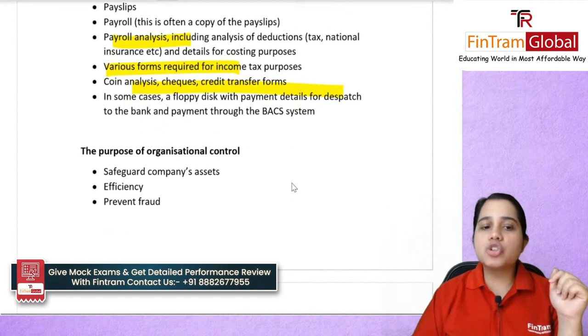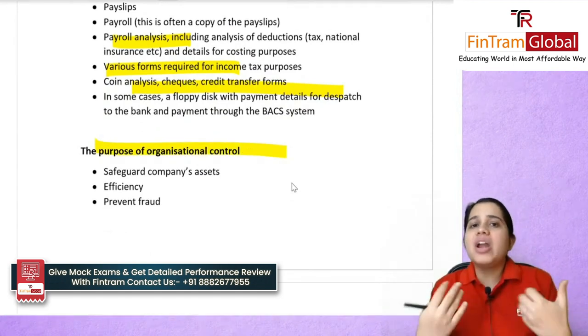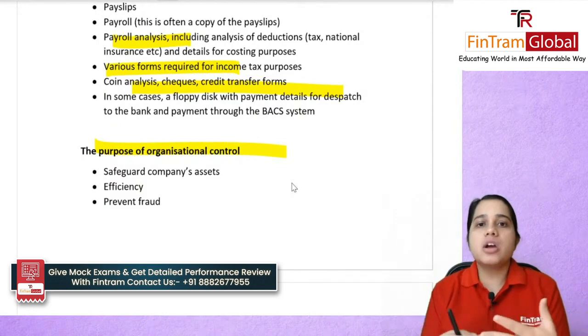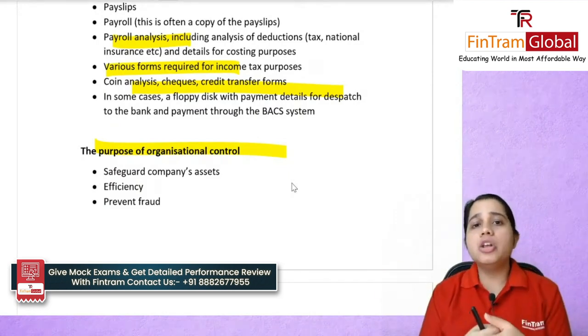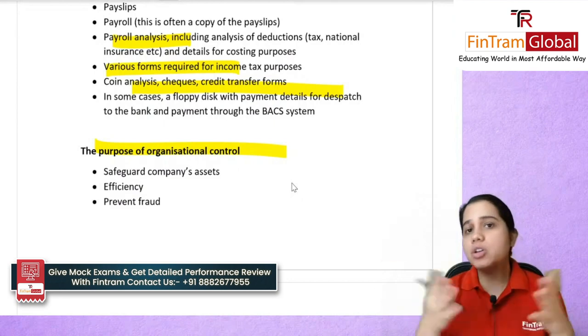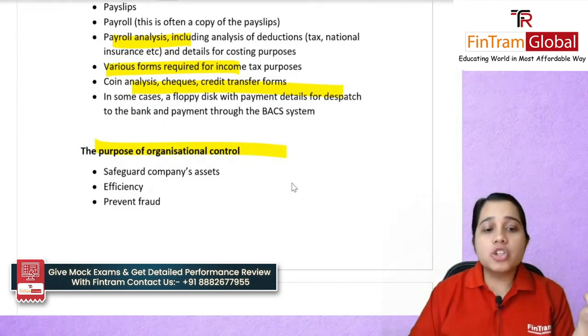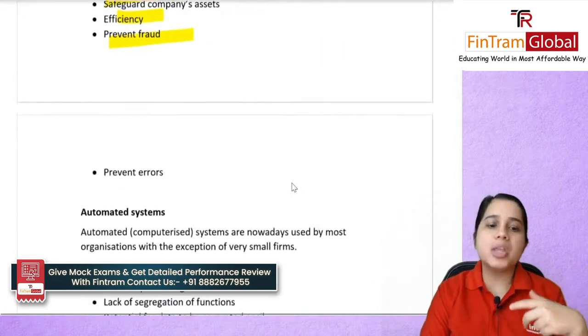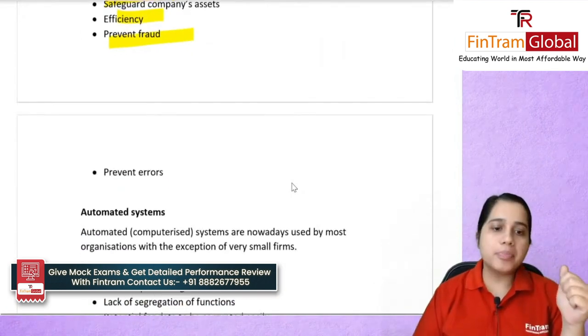Purpose of organization controls. Why do we need to have these controls? Because you want to safeguard your assets. If I didn't have these controls, employees would freely roam around, steal my inventory, and do whatever they want. Controls also make sure there is efficiency, prevent fraud from happening, and prevent errors from happening.